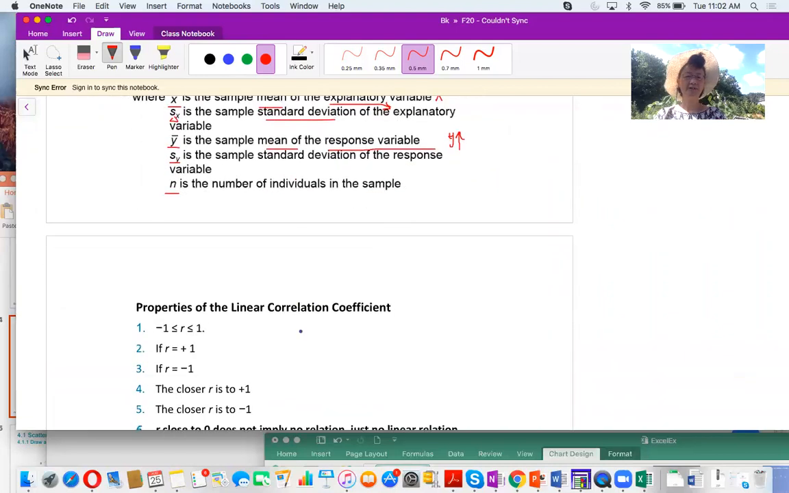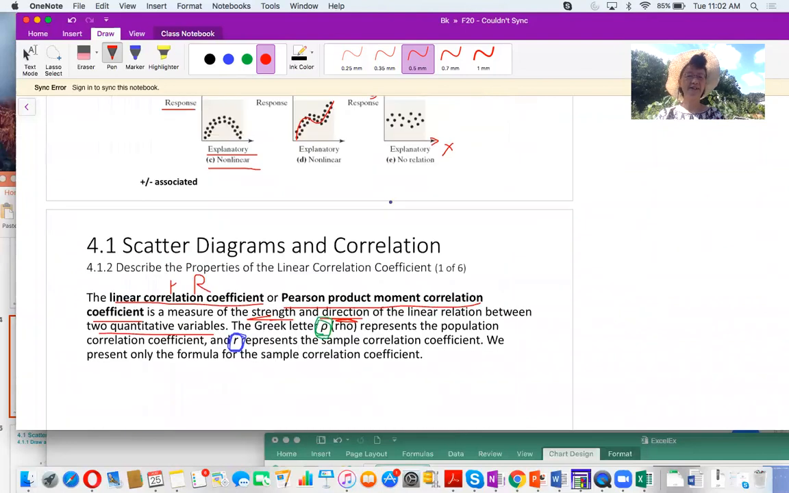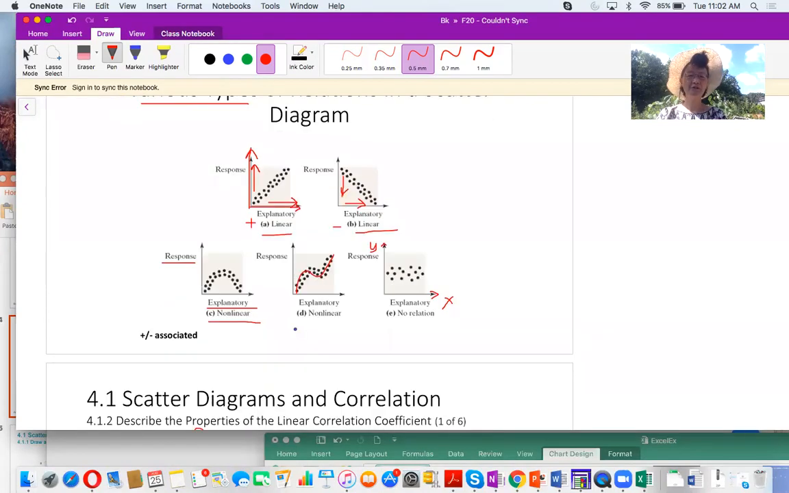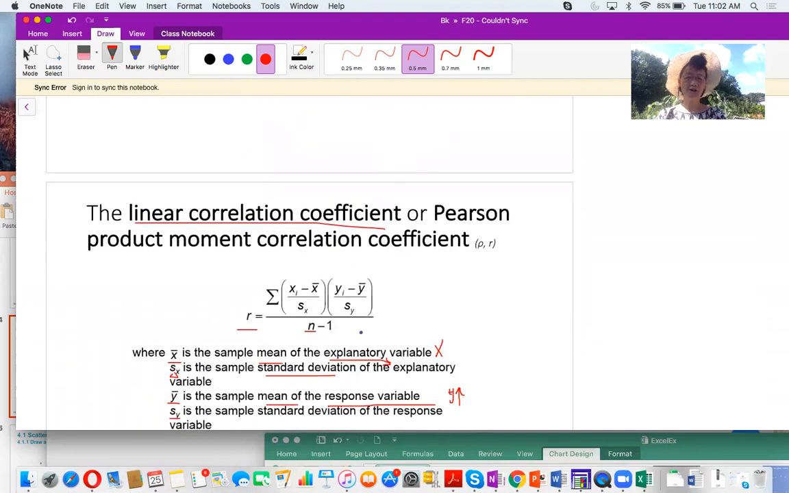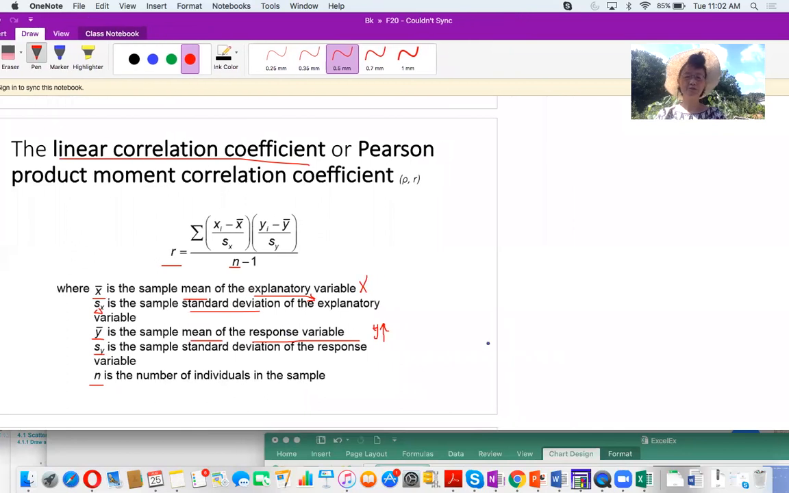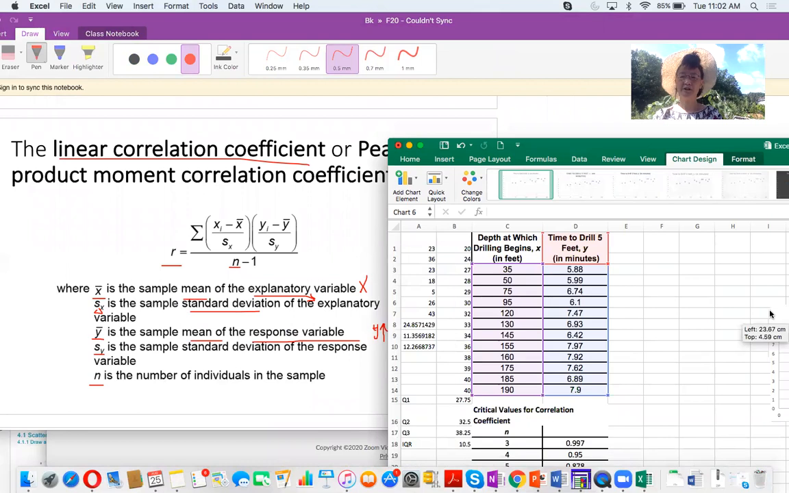So now let's do the calculation for our example. This data set here. The question is calculate linear correlation coefficient for this data. Use the formula, okay? So I'm going to pull out my Excel, okay? And move this graph on the side.